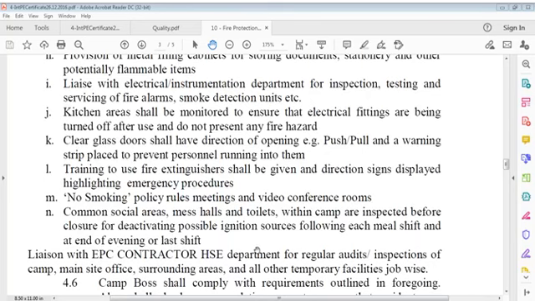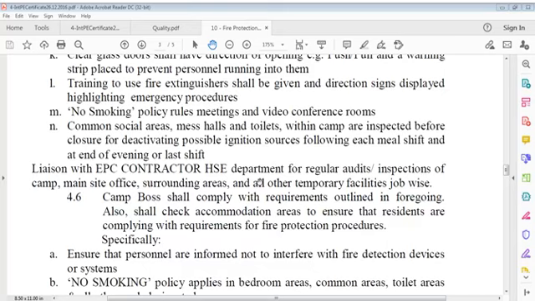Training to use fire extinguishers shall be given and direction signs displayed highlighting emergency procedure. No smoking policy rules in meetings and in video conferencing rooms. Common social areas, mess halls and toilets within camps are inspected before closure for deactivating possible ignition sources following each meal shift and at end of evening or last shift.